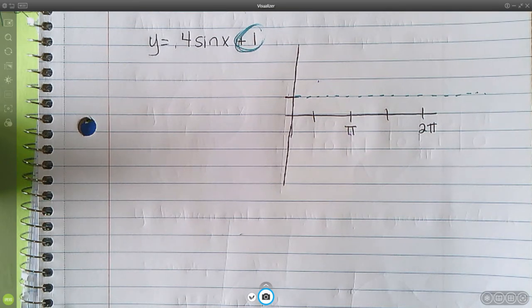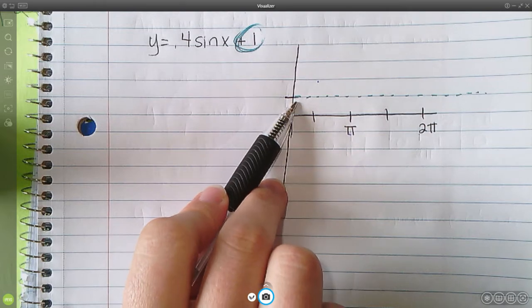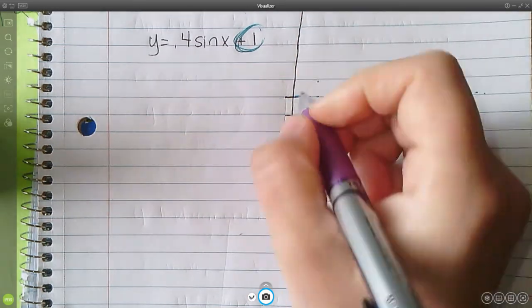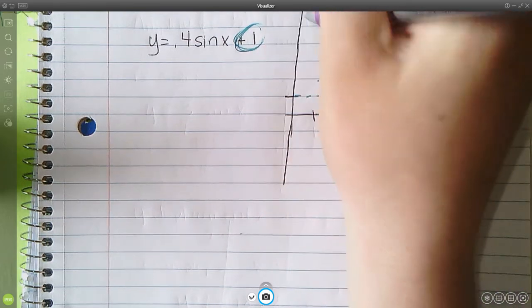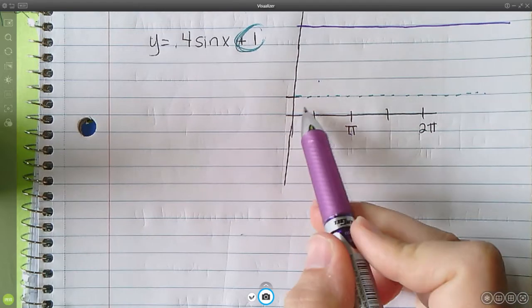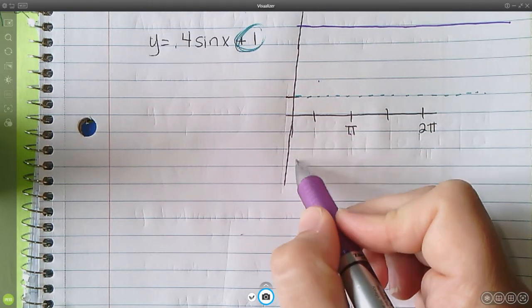Then you go to your amplitude. My amplitude is 4. So from this, I know I'm going to be going up 4: 1, 2, 3, 4. I'm just going to make a line there. And from our new x-axis, I'm going to be going down 4: 1, 2, 3, 4.